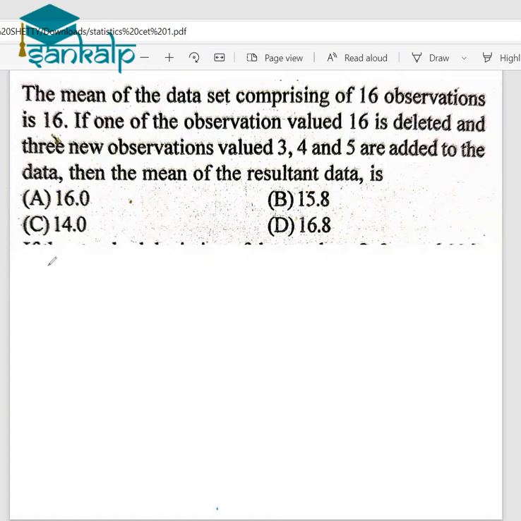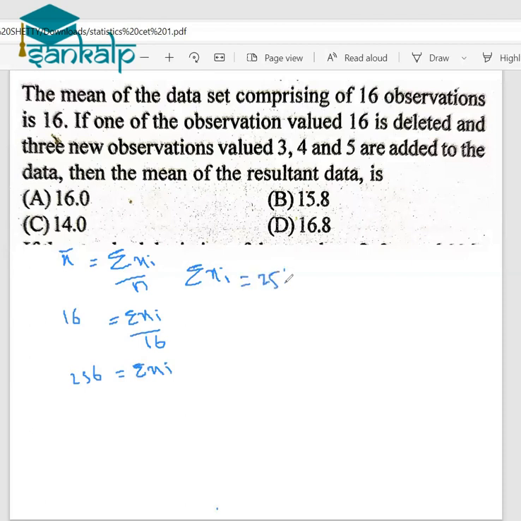Okay, so here we need to make use of the formula for the mean. The mean, x bar, is equal to sigma xi divided by n. The mean value is given to us: the mean is 16 and the number of observations is also 16. So 16 into 16 will be equal to 256. So the value of sigma xi is equal to 256.